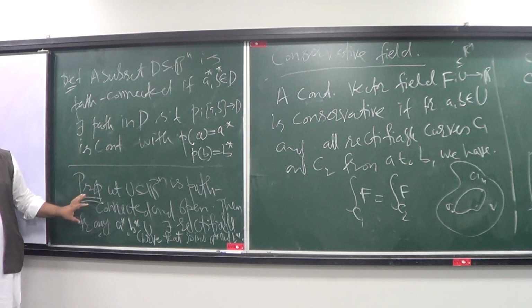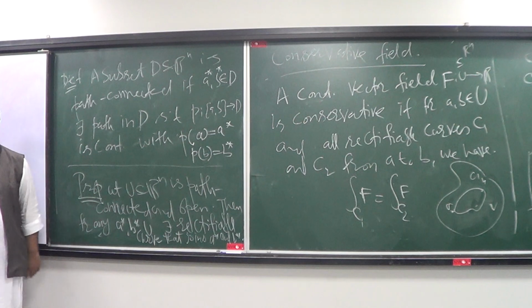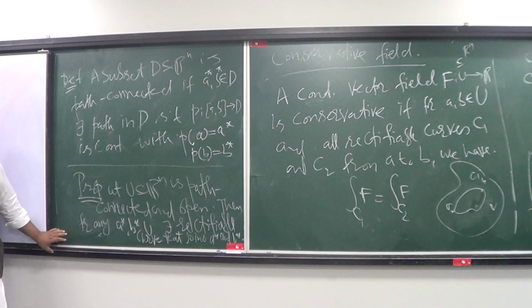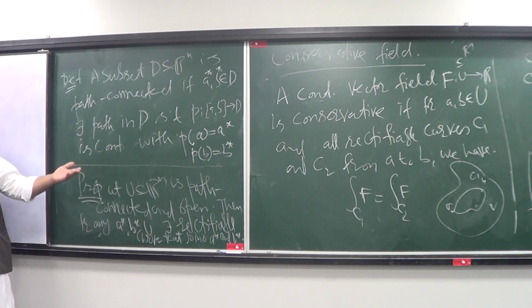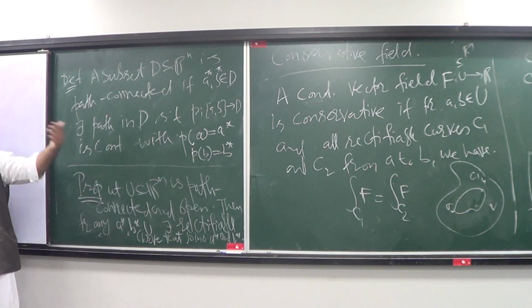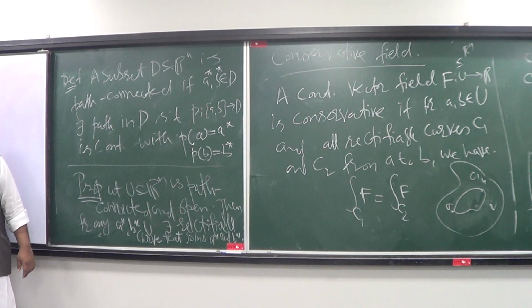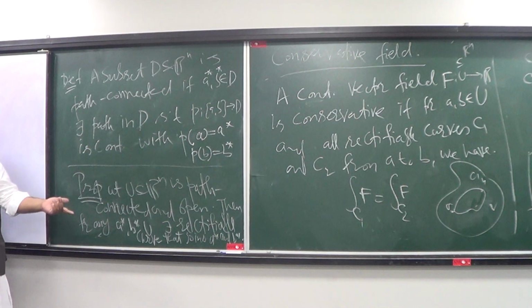So if you have a path connected set and the additional condition is just openness, then you can always find a curve that is going to be rectifiable. In other words, you can reach from one point to another in this region in a finite amount of time, because you can always find a path connecting the points. If it is a finite distance, you need finite time to cover that finite distance.